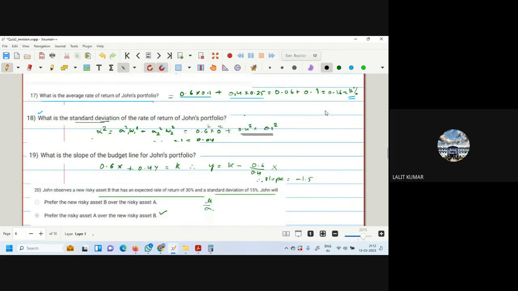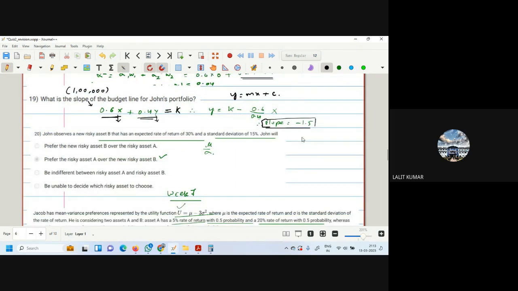Now, what is the slope of the budget line for the Jones portfolio? So your expected return is 0.6 into risk. You have invested some amount in risk free, 0.4 in some risky asset, and this is your portfolio. For example, you wanted to spend 1 lakh, so you have invested in this proportion. So again, what we do is make it into the y is equal to mx plus c format. So we get y is equal to k minus 0.6 over 0.4. So slope becomes 1.5.